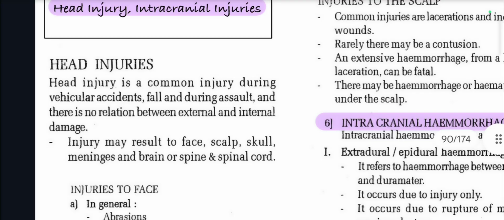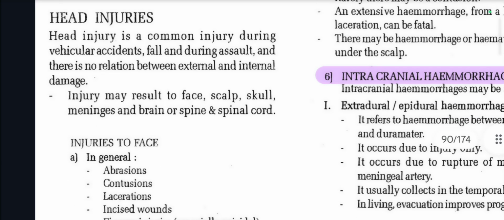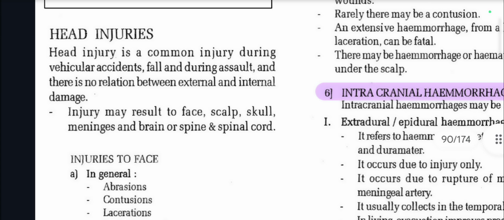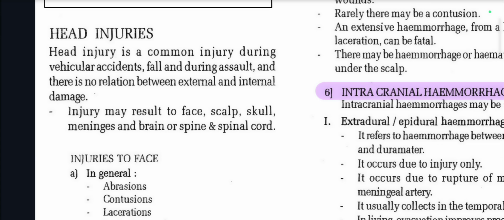So head injury, any injury caused to head is head injury. Head injury is a common injury during vehicular accidents, fall, and during assault, and there is no relation between external and internal damage. Injury may result to face, scalp, skull, meninges, and brain or spine and spinal cord. So it may result to face, scalp, skull, meninges, and even spinal cord.